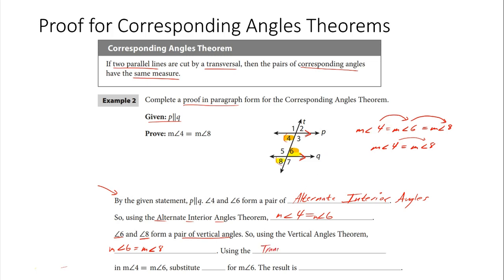So using the transitive property, measure 4 should equal measure 6. So we substitute measure 4 for measure 6, and the result is measure 4 is the same as the measure of angle 8. Voila. So that's the end of that proof. So remember the transitive property.